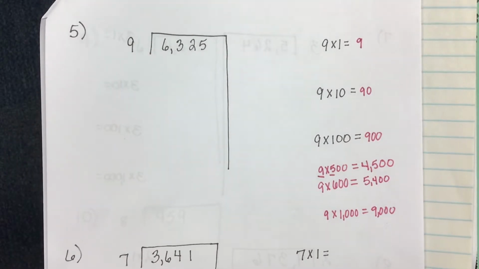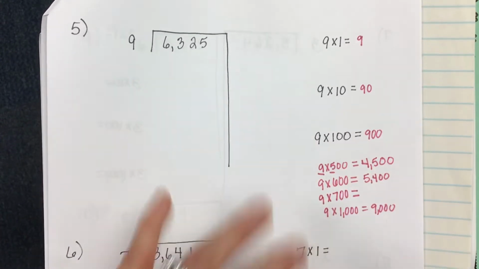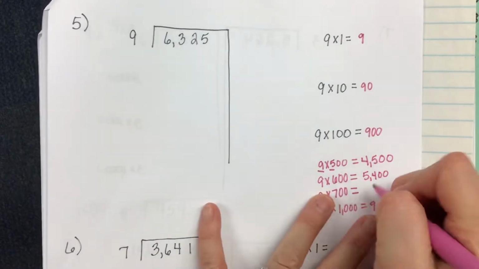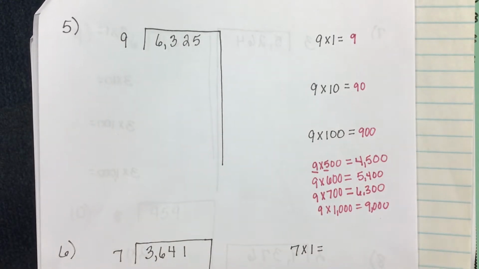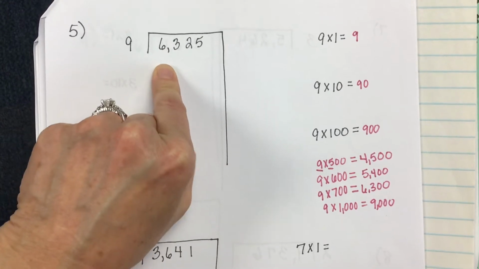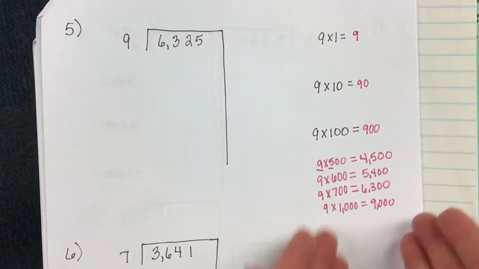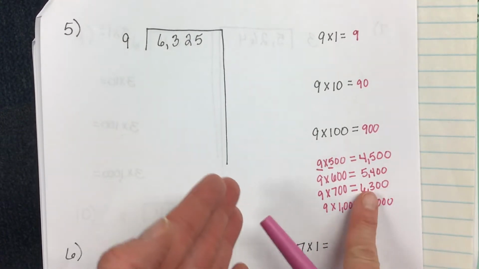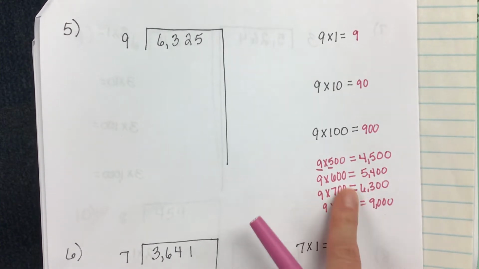Let's try 7. What is 9 times 700? What's 9 times 700? Morgan? 6,300. Very good. 9 times 7 is 63, and we can add our 2 zeros for 6,300. Can I subtract that? And that's really just going to leave me with 25. So this is a little more work on the front end, but it's a lot easier than subtracting 107 times, right? It's a lot easier than that.